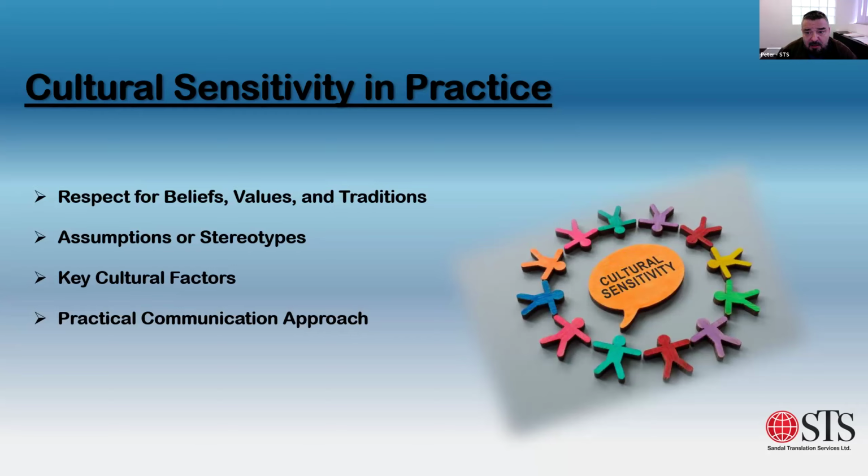Listen instead of putting labels on people. In a medical practice this should never happen. In any practice, same thing with the legal. That's also included in the code of ethics for interpreters, where you cannot make any assumptions, you have to be neutral, and you cannot stereotype people, right?